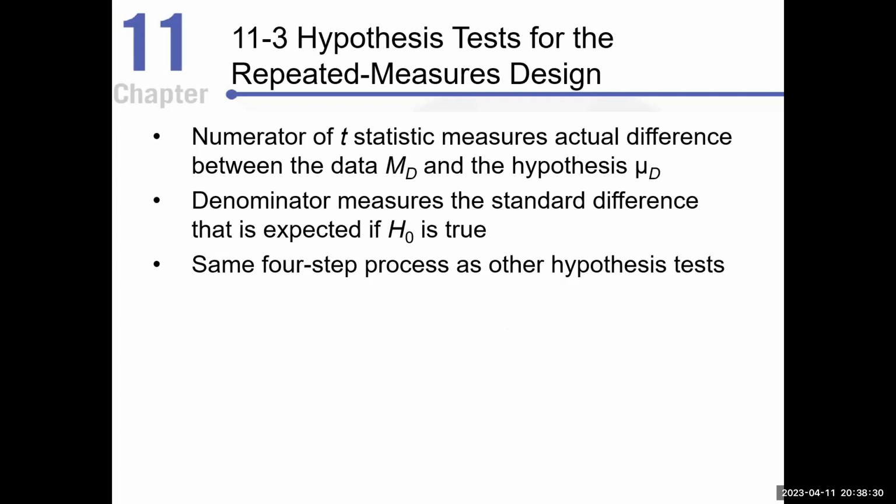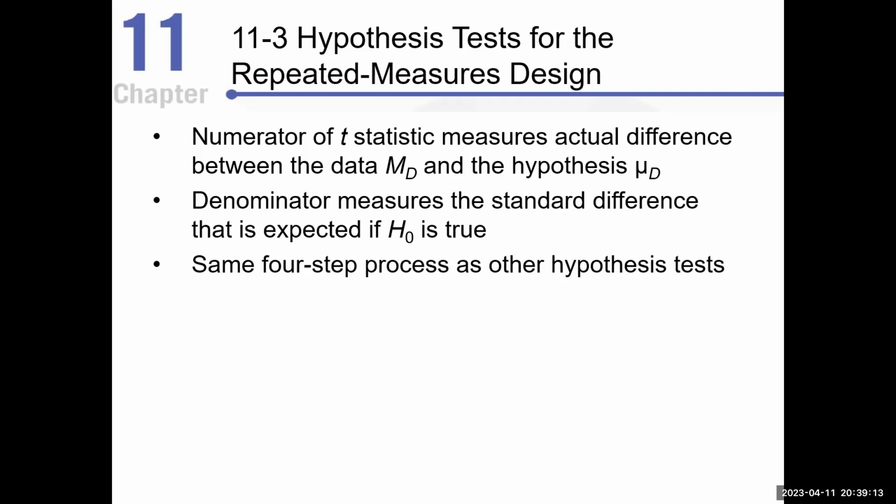We're going to walk through an example here shortly. But again, the numerator of the t statistic is measuring the actual difference between the mean difference and the hypothesized population difference. When we look at the null hypothesis, we know that that's going to be 0. So whatever our mean difference is, we subtract 0 from that, and that will be the numerator. In the denominator, we're measuring the standard difference that is expected if the null hypothesis is true. We're just using the estimated standard error of the mean difference, and that would be my denominator. And again, we're looking to get a higher t statistic so that we can reject the null hypothesis, okay?